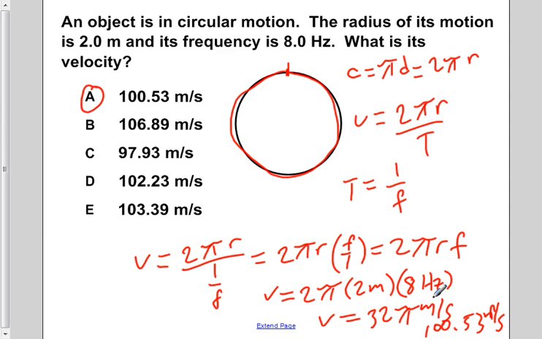Now for the units, to make sure that you're actually solving for the velocity, you're going to get meters times a hertz. Remember that the hertz is 1 over a second, so you are in fact getting meters per second. So you are getting the correct units, and you should actually be winding up with a velocity. So once again, the answer is A, 100.53 meters per second.